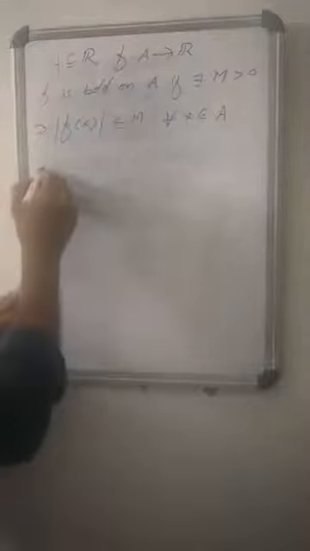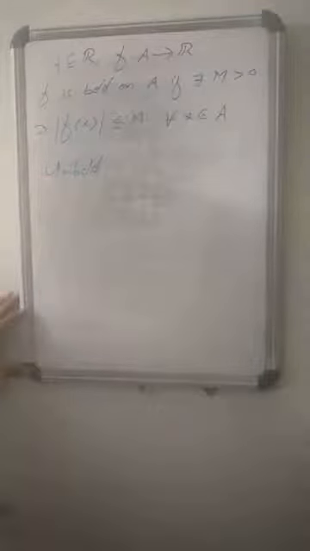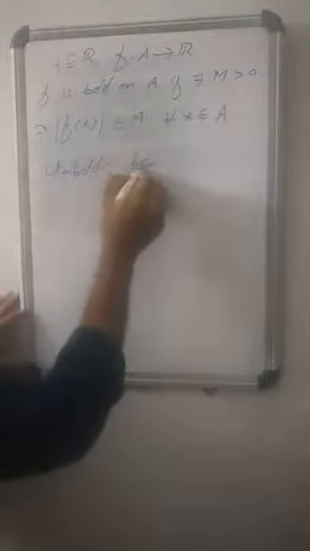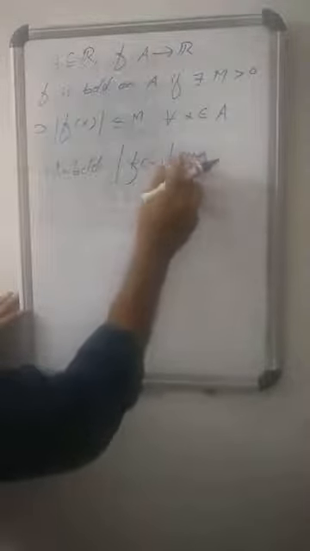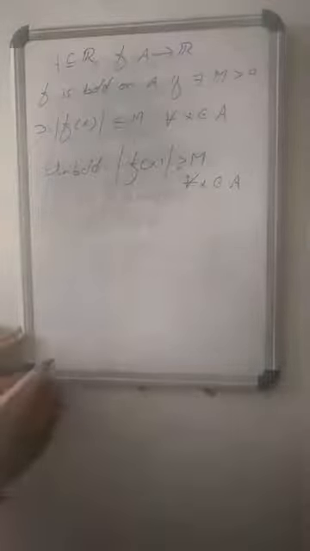Otherwise the function is said to be unbounded. If a function is not bounded, then it is unbounded. The condition for unboundedness is that modulus of f of x is greater than m, so the function f is said to be not bounded, or unbounded. Agreed. Now, what is the boundedness theorem?